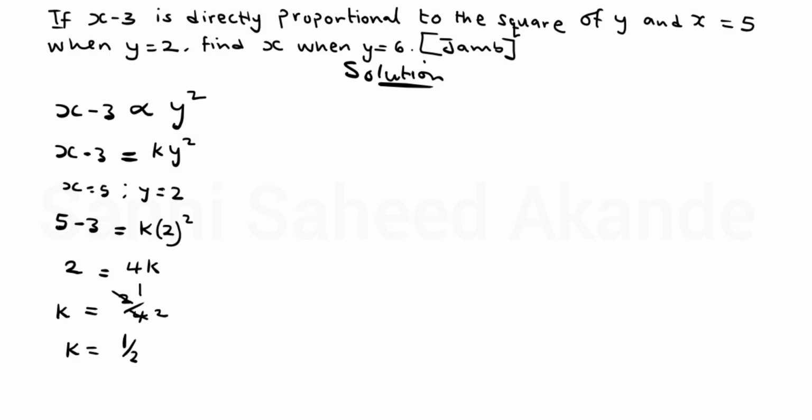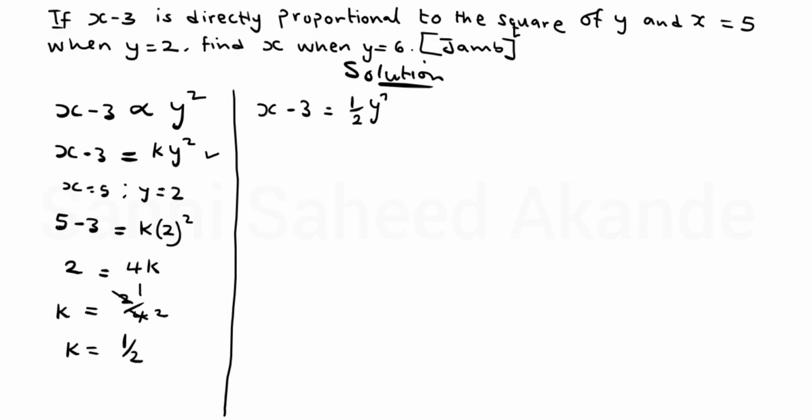All right, so now that we have gotten the value of the constant, we plug it back into this equation so that we can find the relationship between x and y. So doing that, we have x minus 3 is equal to k, which is 1 over 2, then y squared. So that is the relationship between x and y, where the question just asks us to find the value of x when y is equal to 6.